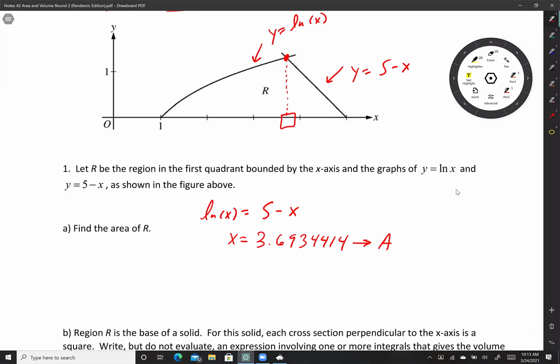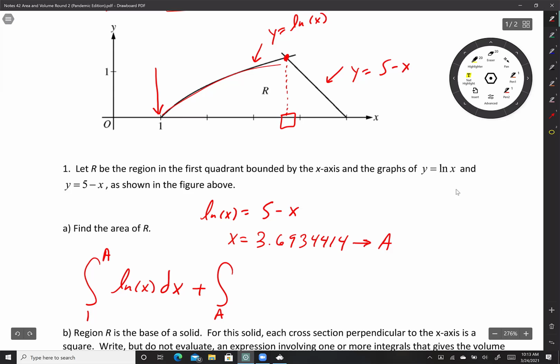My area of R is going to be the integral, and where do I start? At 1, and I'm going to go all the way to A, and that is just the ln curve, plus the integral from A all the way to 5 of the 5 minus x curve.